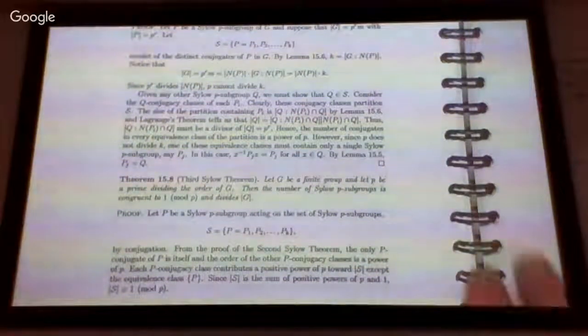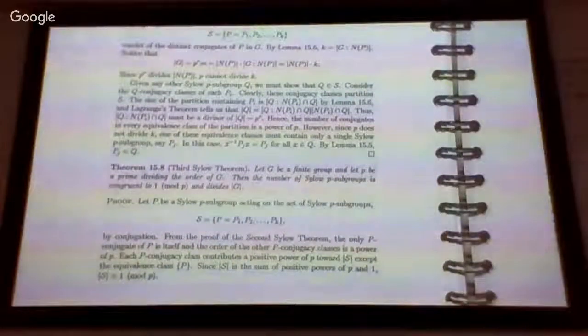So now for the proof of the third. So we let P be a Sylow P subgroup.